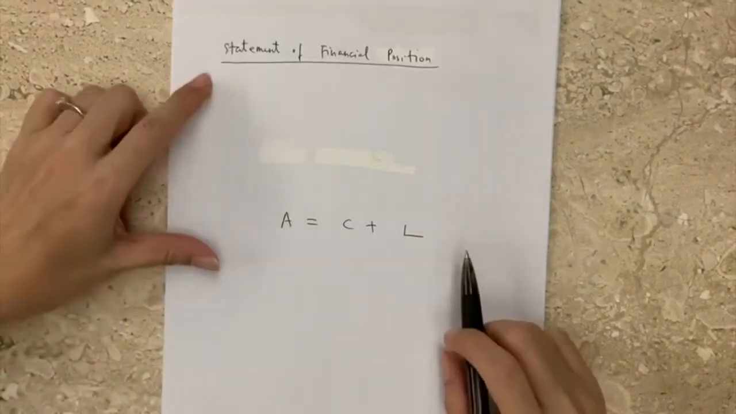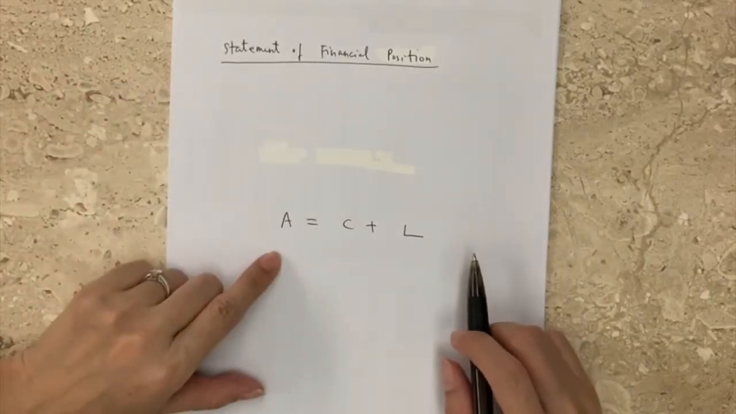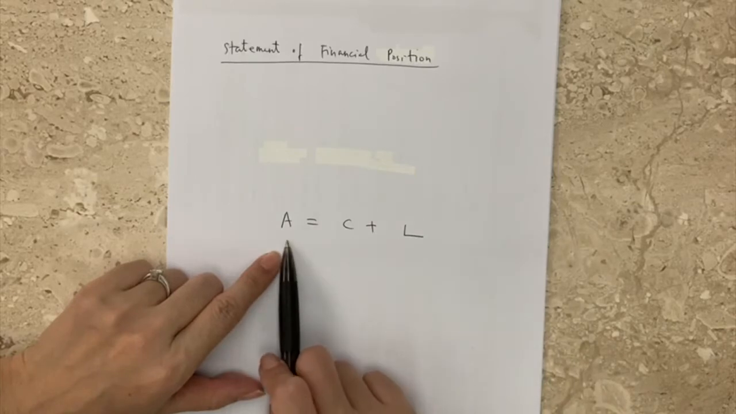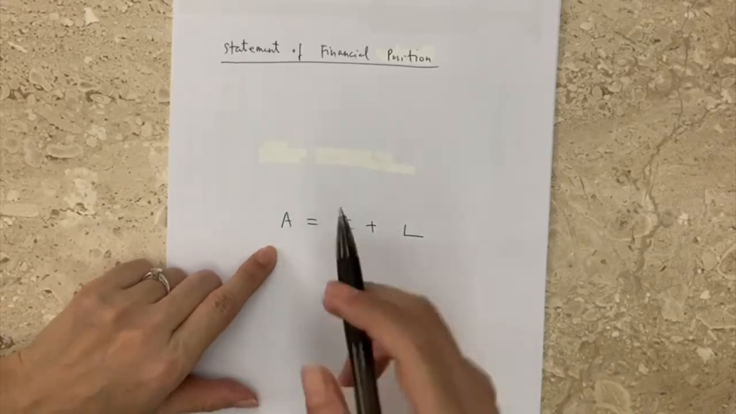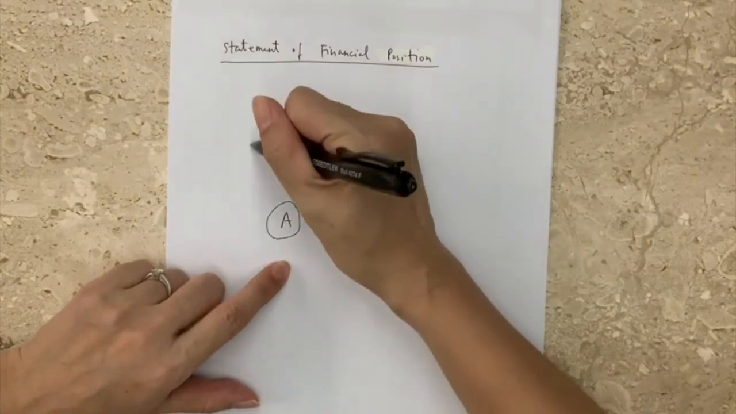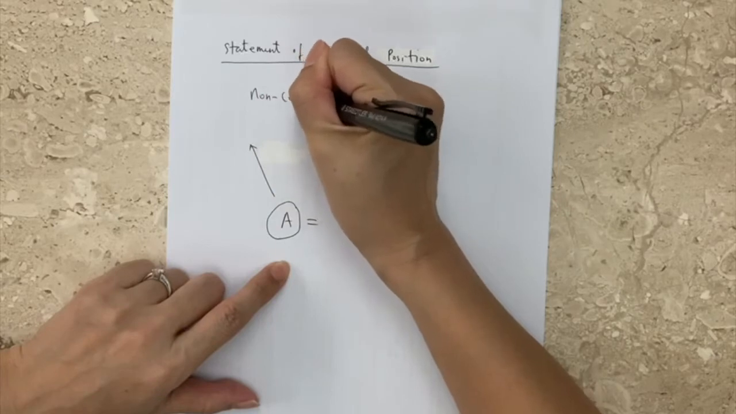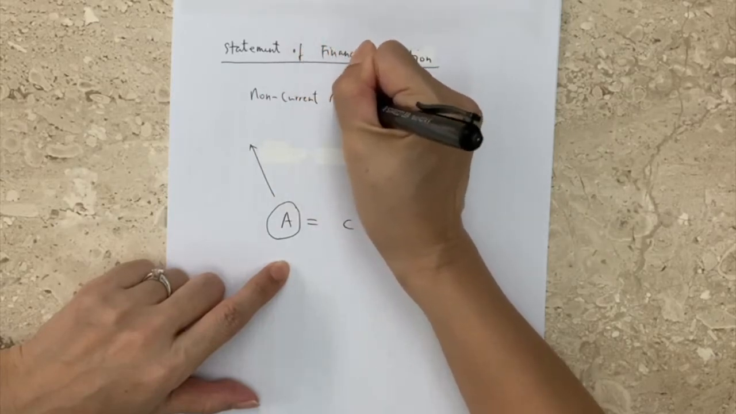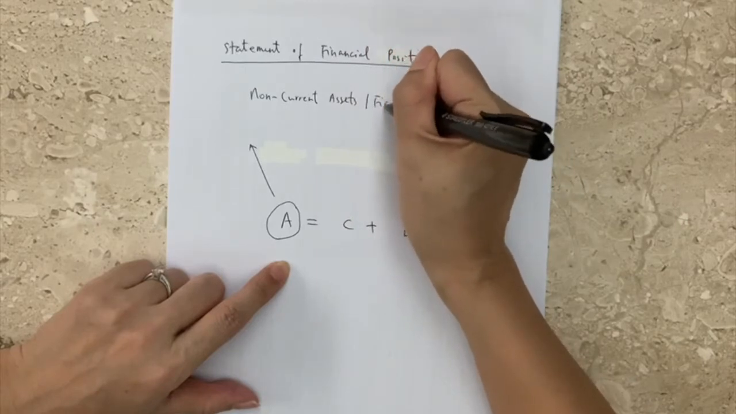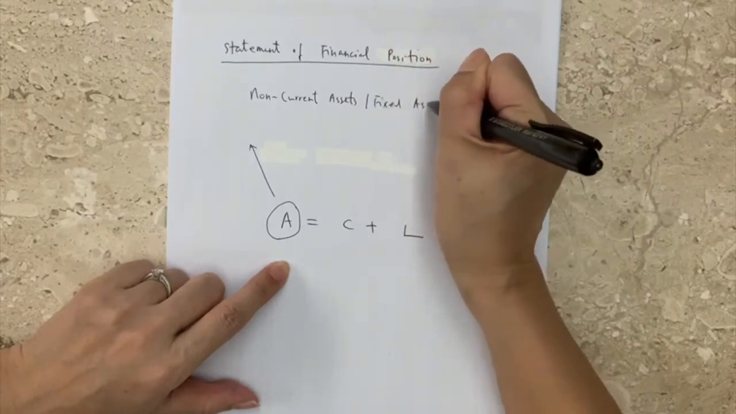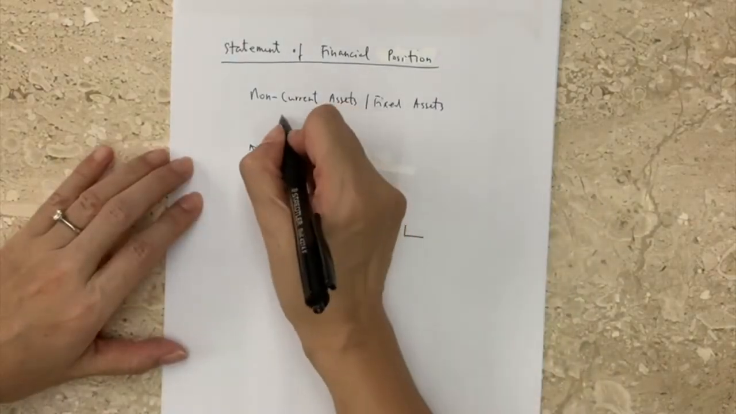To explain to you what we have in the statement of financial position, we start with the accounting equation saying that A is equal to C plus L, and A stands for assets. Alright, and there are two kinds of assets. So one is called non-current assets, or another name is fixed assets. Okay, let me give you some examples for this.